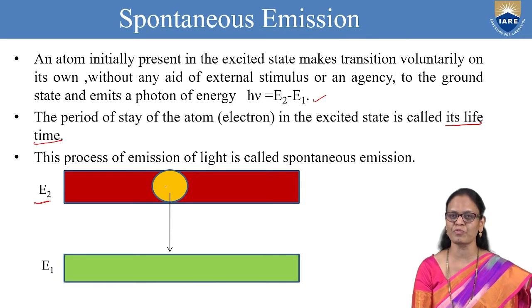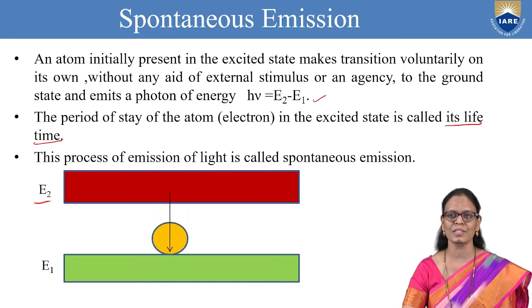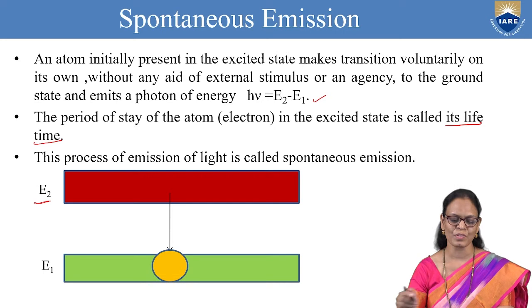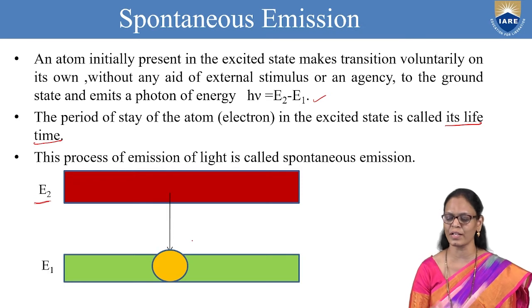And once the lifetime is over, this atom comes to the ground state on its own without supplying any energy or without the aid of any stimulus. This atom is going to make a transition to the ground state. This is how it happens. So this atom which is in the excited state is coming to the ground state on its own.